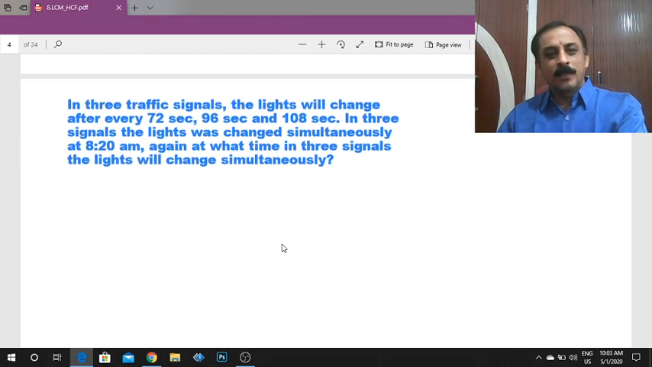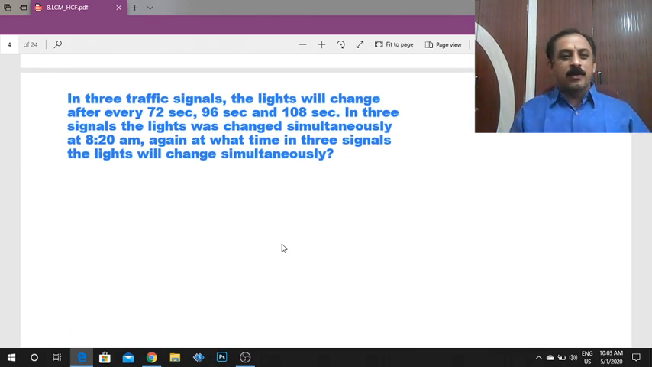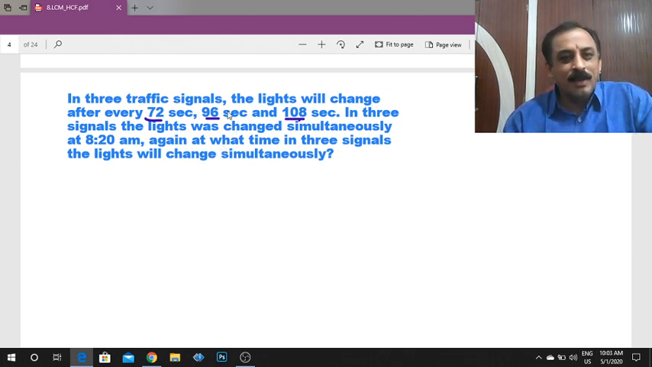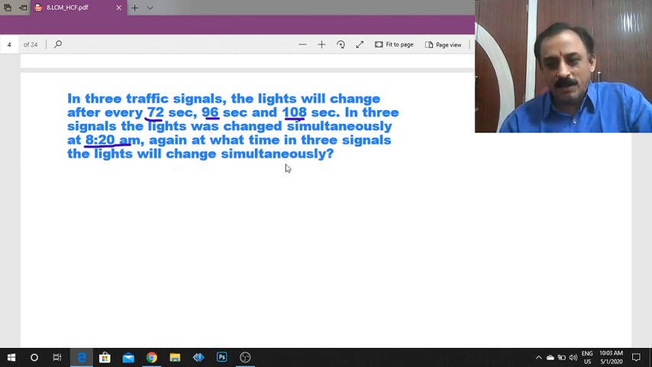Now today is the third class in LCM and HCF. See your first question. In three traffic signals, the lights will change after every 72 seconds, 96 seconds, and 108 seconds, respectively. In three signals, the lights will change simultaneously at 8:20 a.m. Again, at what time in three signals the lights will change simultaneously?